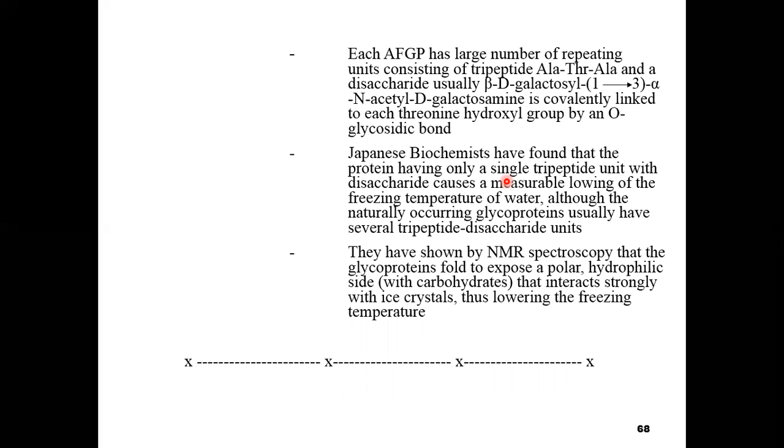Japanese biochemists have found that proteins having only a single tripeptide unit with disaccharide cause a measurable lowering of the freezing temperature of water, although the naturally occurring glycoproteins usually have several tripeptide disaccharide units. They have shown by NMR spectroscopy that the glycoproteins fold to expose a polar hydrophilic site that interacts strongly with the ice crystal, thus lowering the freezing temperature.